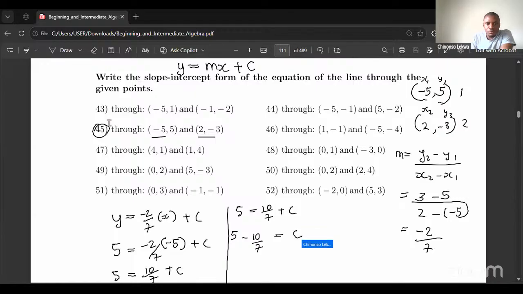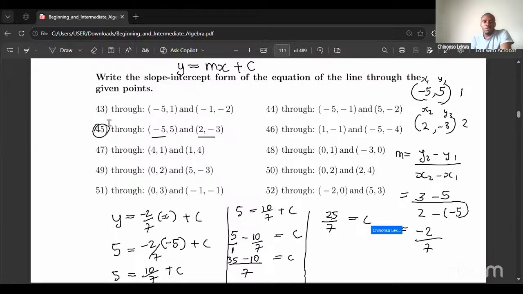And then to fully solve this, I need a common denominator here. So what's the LCM? That's 7. So 7 divided by 1, 7 multiplied by 5, that gives me 35. So 35 minus, 7 divided by 7 is 1, 1 multiplied by 10, which is 10. So it's equal to c. So I can go further to say 35 minus 10, which is 25. So that becomes 25 all over 7 is equal to c.